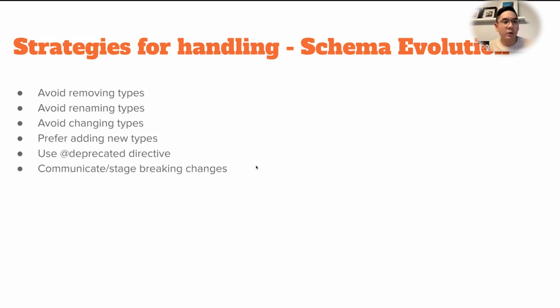And this is kind of like a follow-up. It's really important to communicate and stage these breaking changes. You don't want to remove a type all in one go. You should ideally mark it deprecated, start removing it from clients. And after a period of time when you know that that client is no longer consuming that, then it's safe to change it on the server end. But there's a lot of mindfulness that needs to be handled for this.